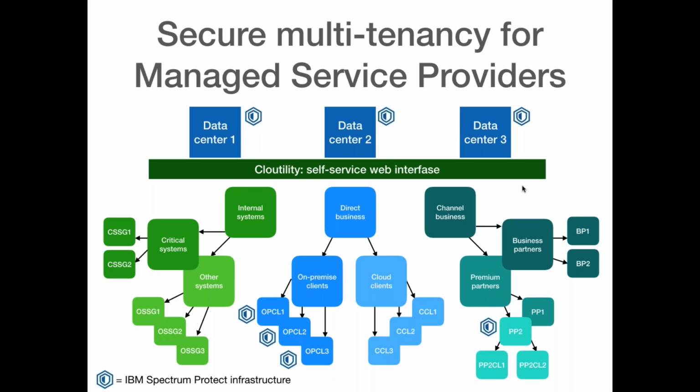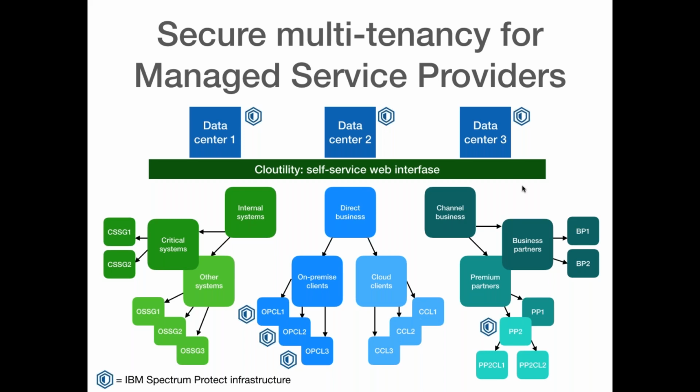And then the direct business has another tenant, which is cloud clients, and in this diagram there are 3 clients there. Those are the clients that are backing up without Spectrum Protect servers on-prem, simply with a Spectrum Protect client installed on their production servers.